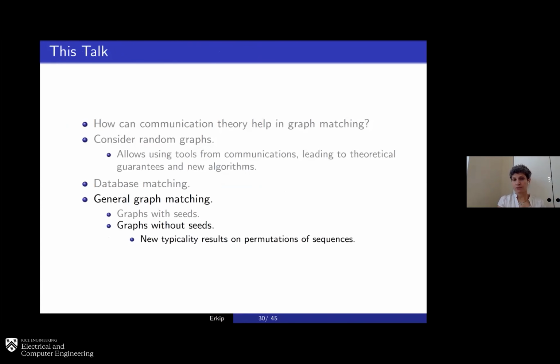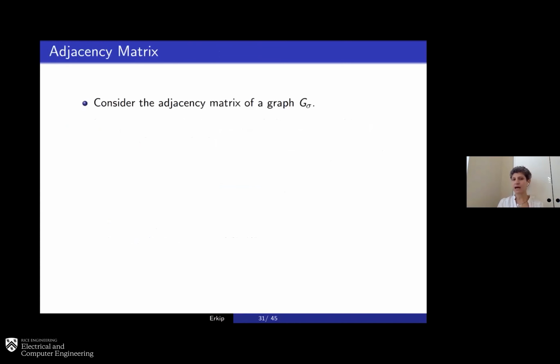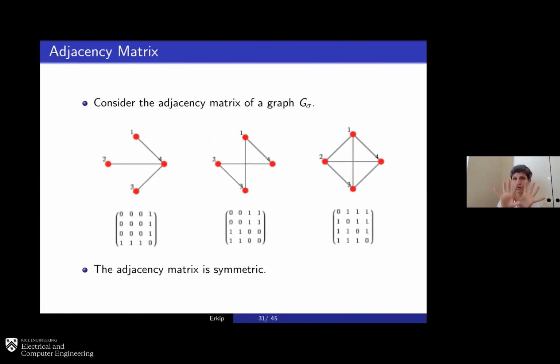Now, what I want to talk about next is the more complex version, which is graphs without seeds. Okay. So now I'm looking at arbitrary graphs, and there are no seeds. To talk about those, I want to give a very brief overview of the adjacency matrix of a graph. So think about the first graph here. There are four nodes, 1, 2, 3, 4. 1 is connected to 4, 2 is connected to 4, 3 is connected to 4.